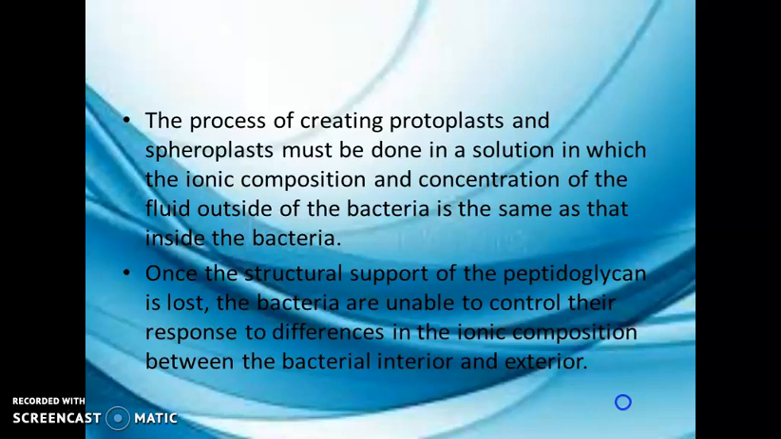Once the structural support of the peptidoglycan is lost as a result of the preparation of protoplast and sphaeroplast, what happens? The bacteria are unable to control their response to differences in the ionic composition between the bacterial interior as well as the bacterial exterior. If these structures are lost, the bacteria will have difficulty controlling the changes in ionic composition between the interior and the exterior.